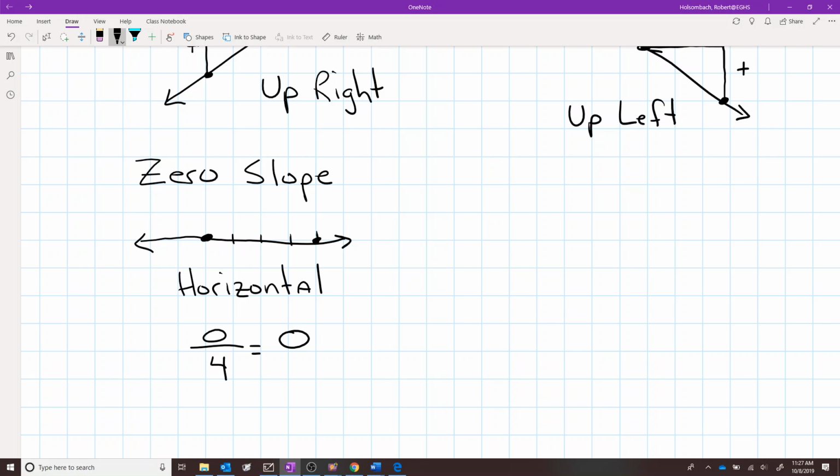And then you've got undefined slope. And lines with an undefined slope are vertical lines.